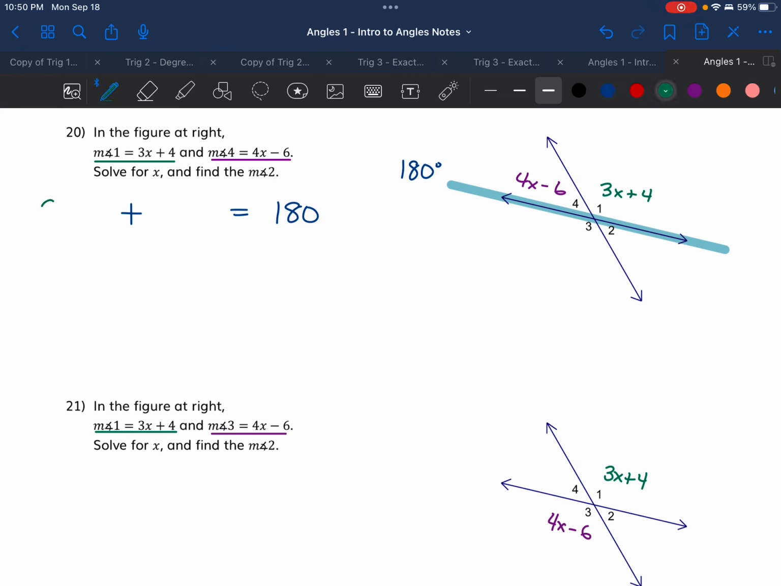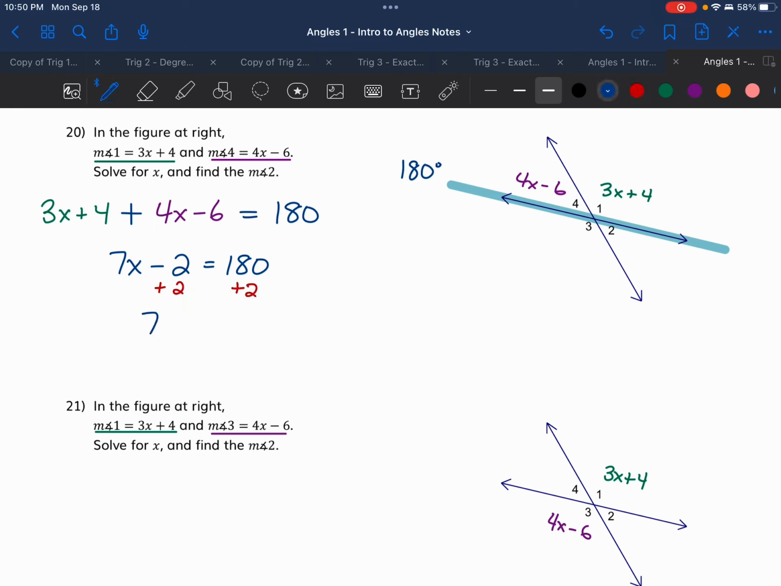It's then just a matter of making sure that I throw my 2 angles on the same side when I go to do my next step. I am combining like terms. I am not moving the x's from one side to the other in this problem. Instead, I'm saying 3x plus 4x is 7x. 4 minus 6 is negative 2. Again, don't freak out when negative numbers happen. They will happen.